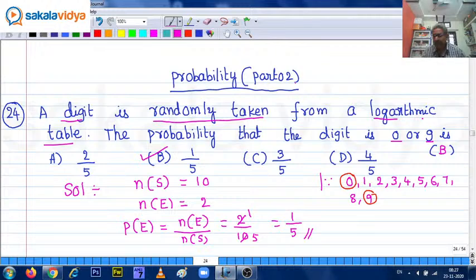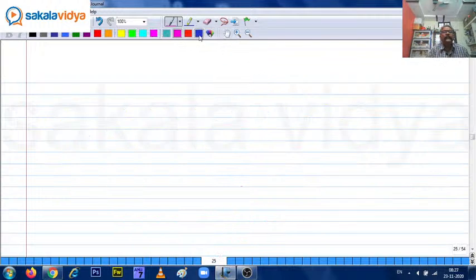Shall I move to the 25th problem? Let us move together towards the 25th problem. I hope you have understood this 24th question. So let's have a discussion on the 25th problem. It will be a very different problem and also a very beautiful problem.